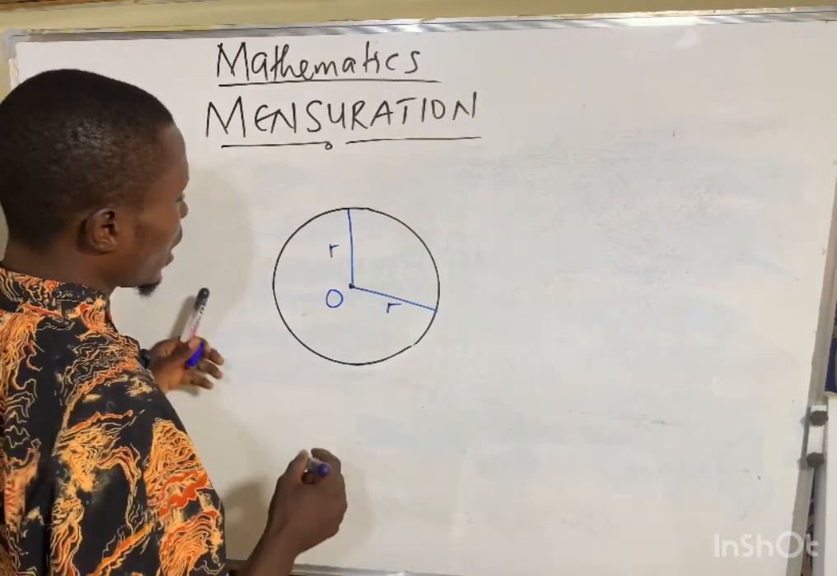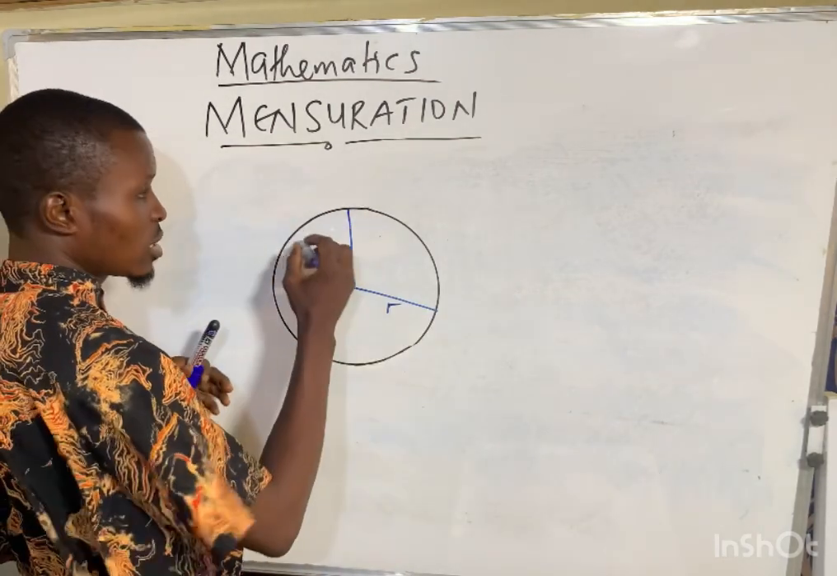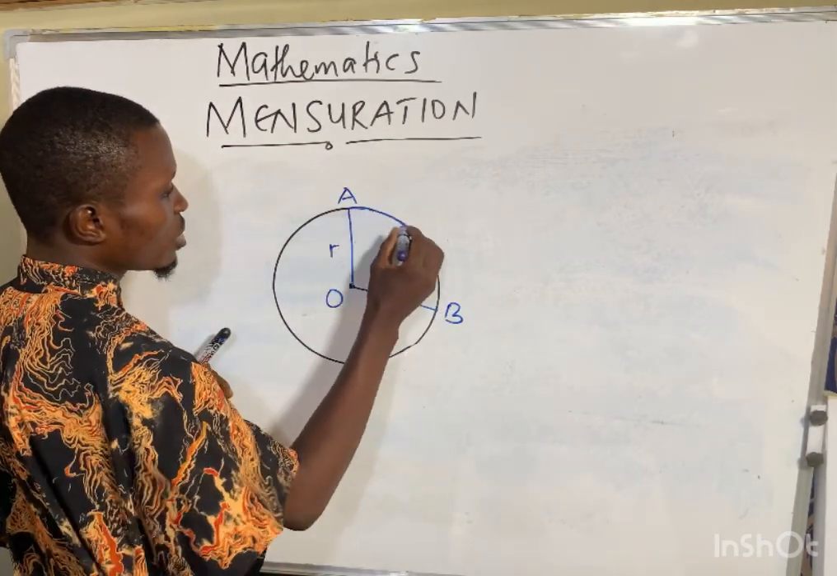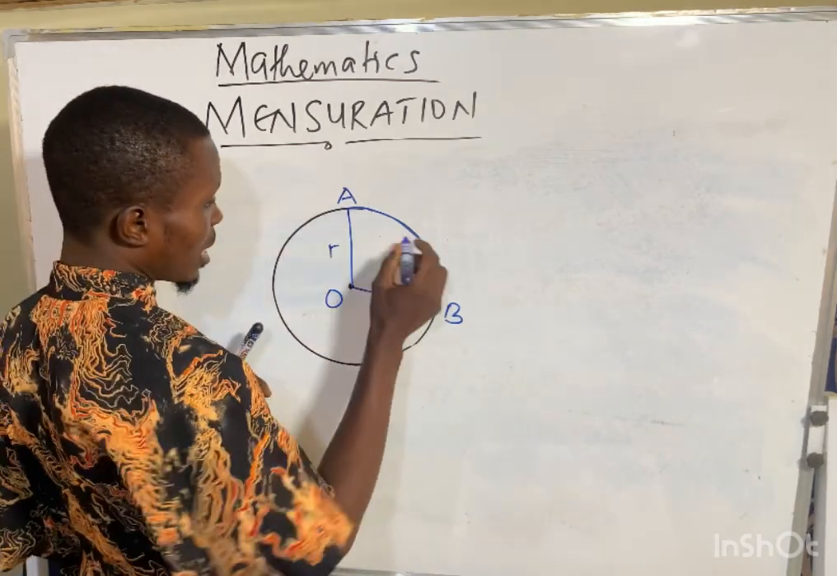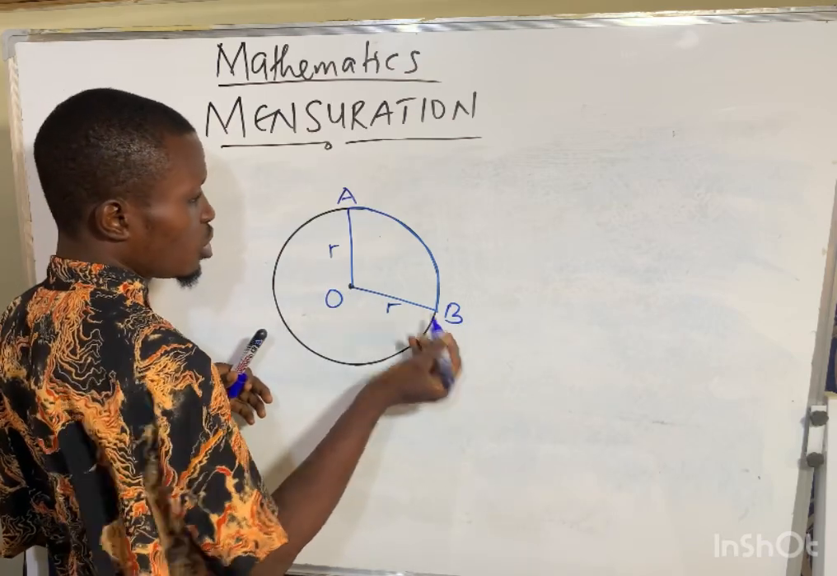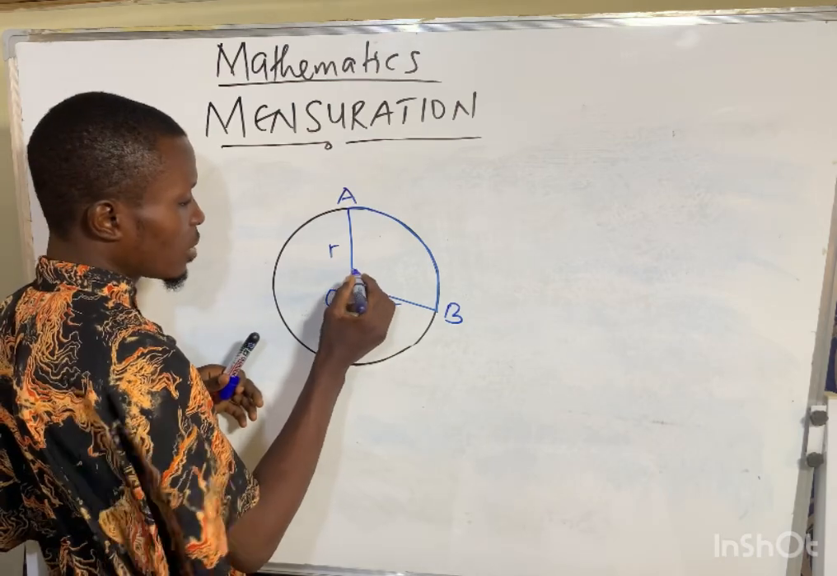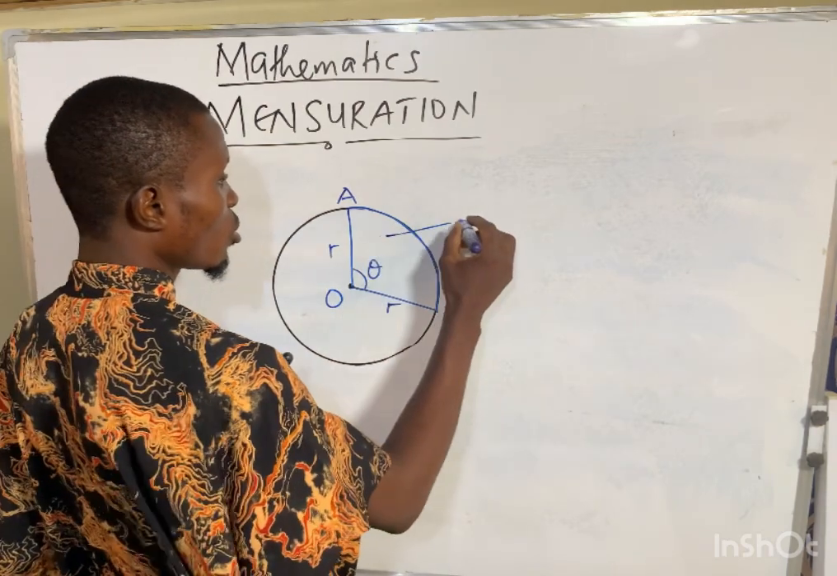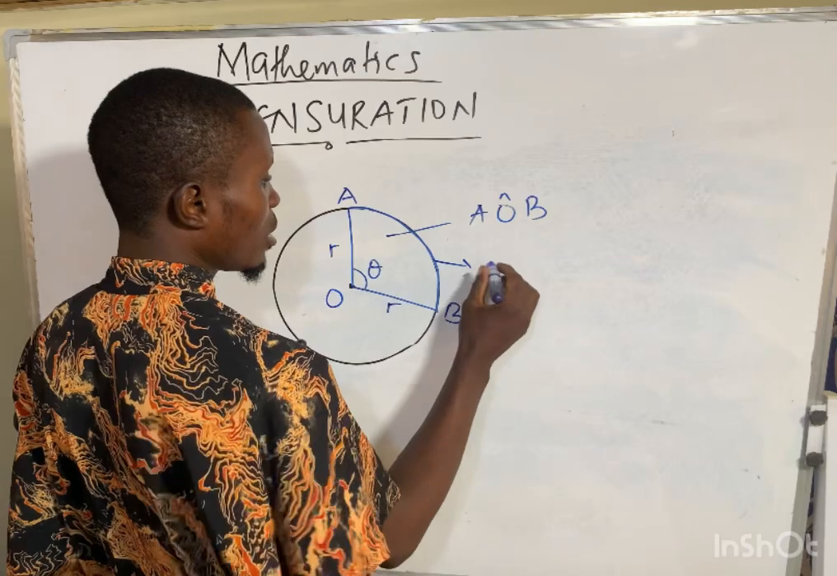All right. Now, this is the circumference of the circle, right? If I call this point A and this point B, AB is what? An arc. All right. AB is an arc. And AOB is a sector. This arc subtends an angle at the center here. Let's call this theta. So this is the sector AOB, and this is the arc AB.